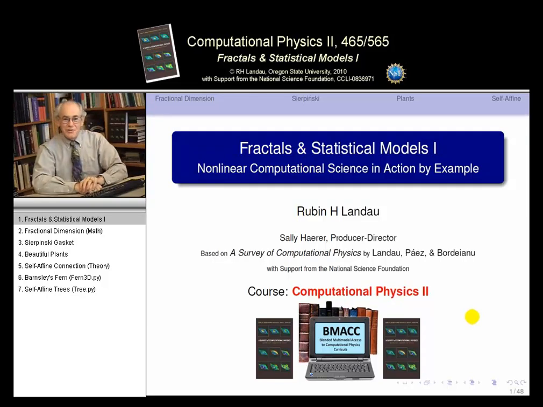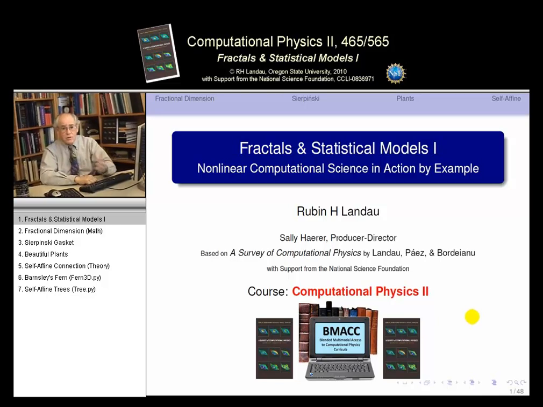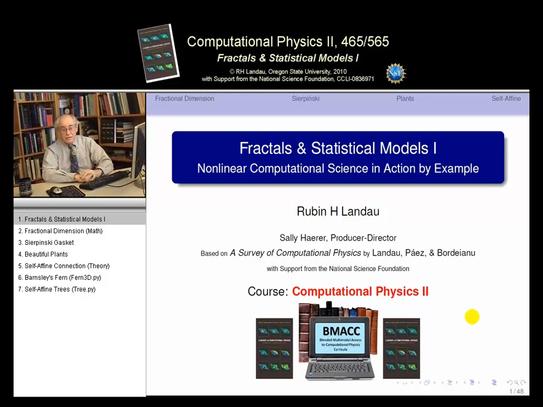Hello. Welcome back to our discussion of computational physics. Today we'll add a new dimension to our discussion, and we'll talk about fractals, and we'll mix it with statistical physics. And this is an interesting topic, particularly relevant to computational physics, both because many of the models that we'll discuss can only be implemented with computation. So you couldn't do them otherwise, so the whole field is developed with computation.